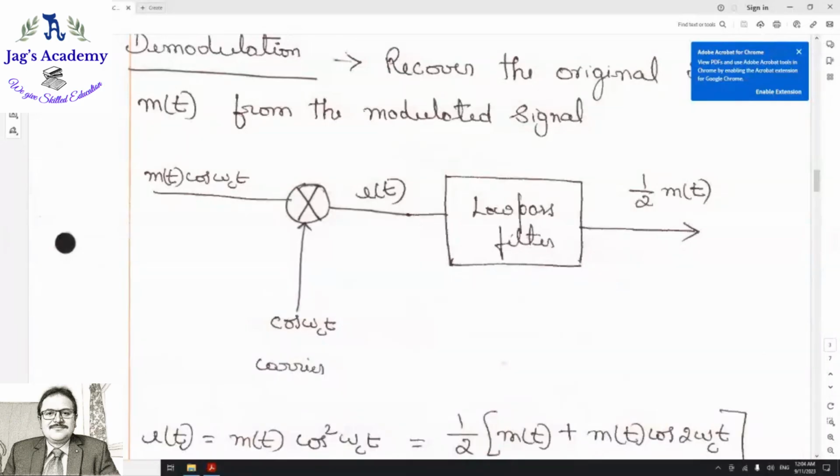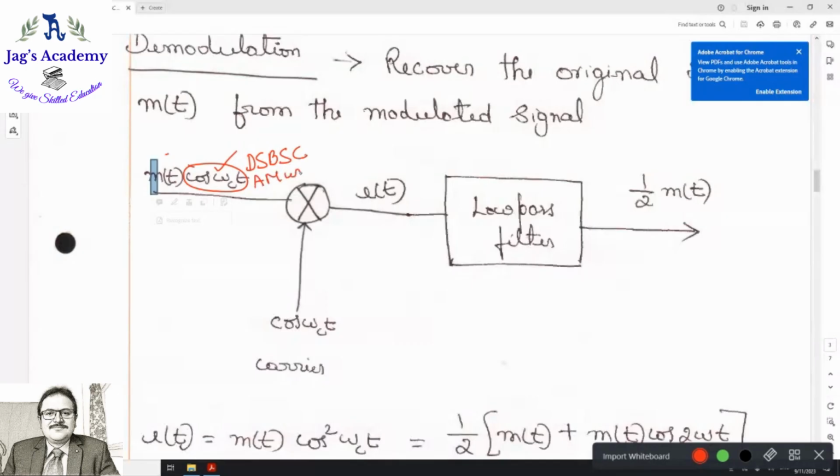Okay, we'll start. We have seen during our last class that you generate a double sideband suppressed carrier wave just by multiplying m of t by a carrier signal cos omega ct. And we have seen we get a double sideband suppressed carrier AM wave from this. Now, how to demodulate this?